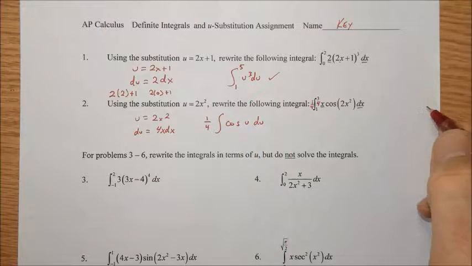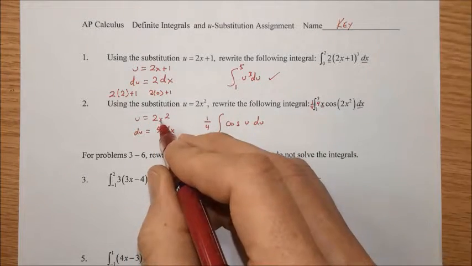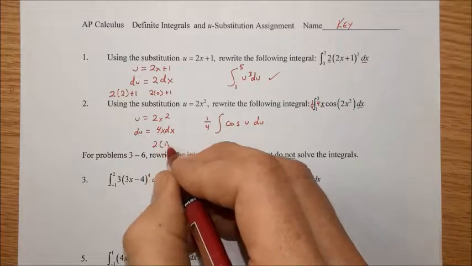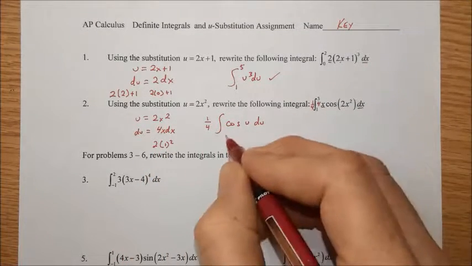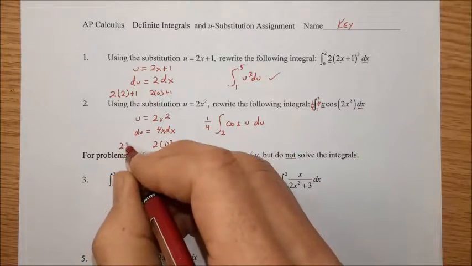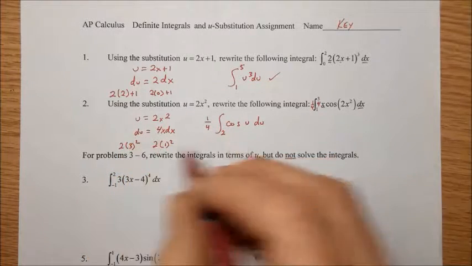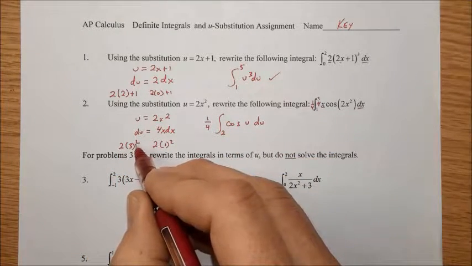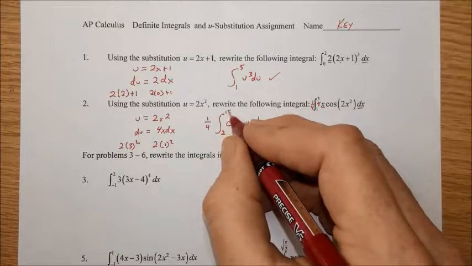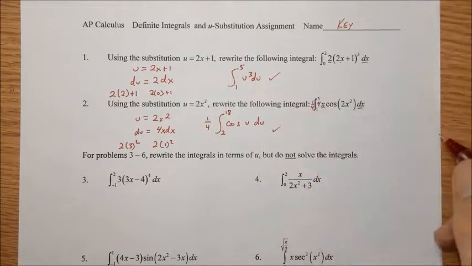We need our bounds, so we plug 1 and 3 in for x. Twice 1 squared is 2. Twice 3 squared is 18. 3 squared is 9, doubled is 18. There's our rewrite.